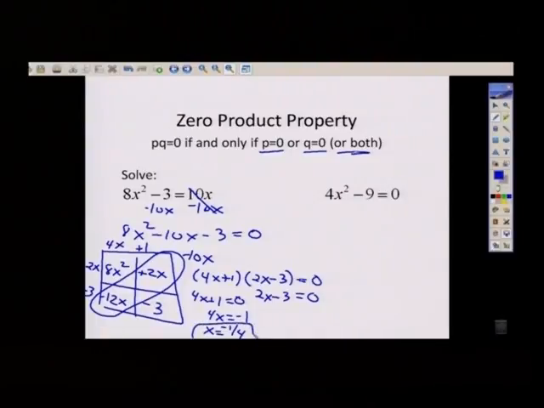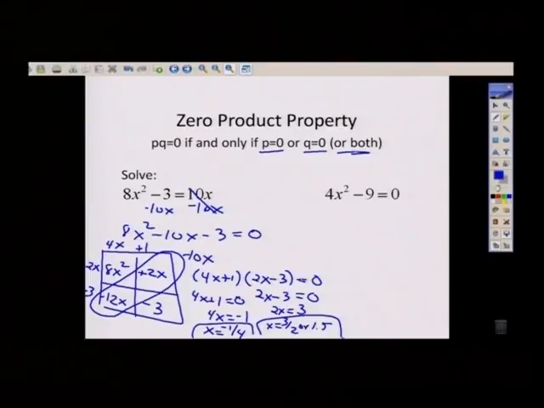The second solution, we add over the 3. We have 2x would equal 3. Divide over the 2. So x would equal 3/2 or 1.5. So this equation has two possible solutions.